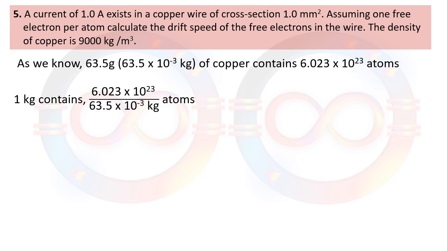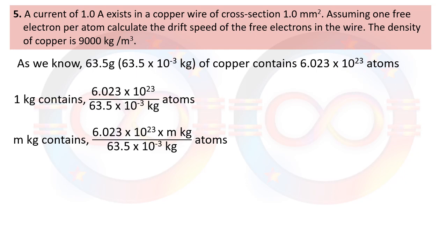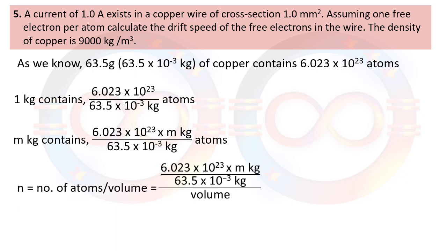Total number of atoms, that is 6.023 into 10 raised to 23 upon 63.5 into 10 raised to minus 3 kg. Then m kg contains how many atoms? It is 6.023 into 10 raised to 23 into m upon 63.5 into 10 raised to minus 3 atoms. This m which we have taken here, if we want to calculate n, that is the number of atoms in unit volume, it means we have to divide by volume itself.